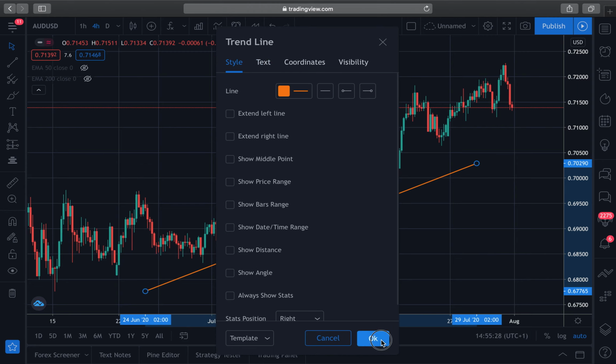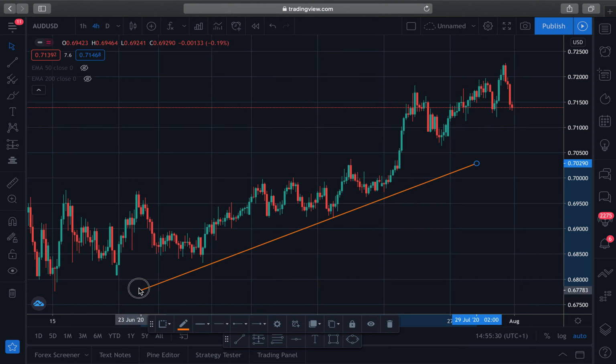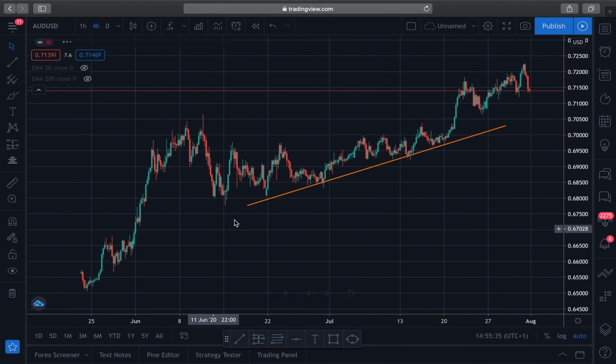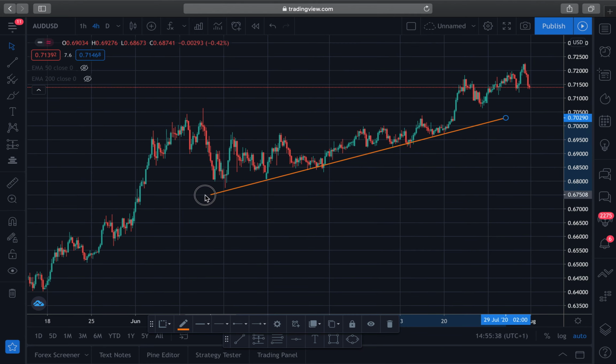Normal. Okay, so I can see this is a trend line. If you extend this trend line, you're going to see that it is a level of support, supporting this trade. I think this one is enough to have here. That's the first one I'm drawing.